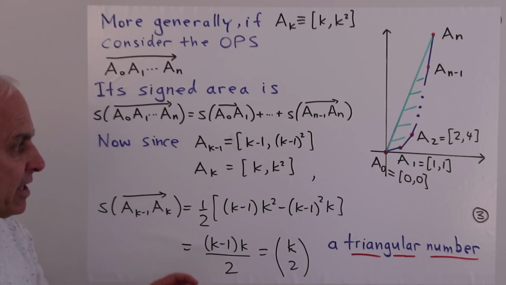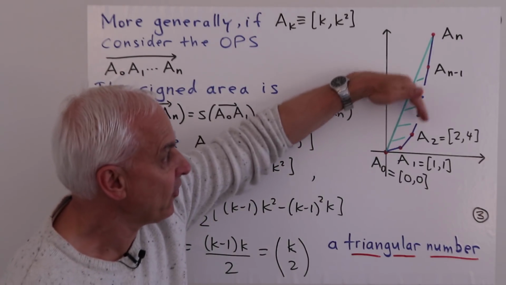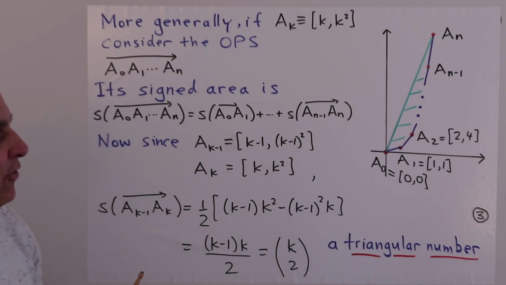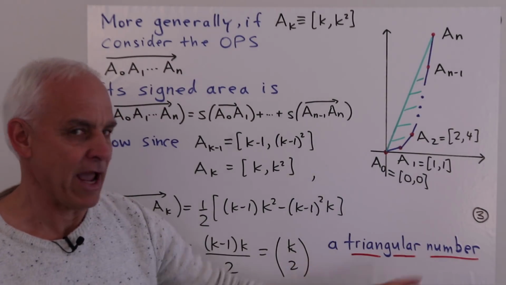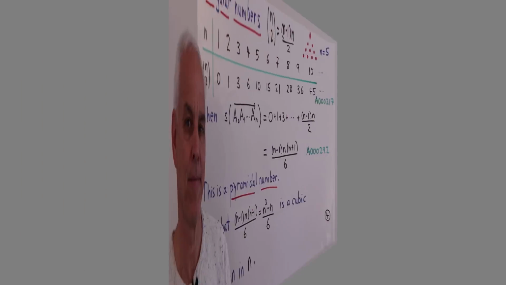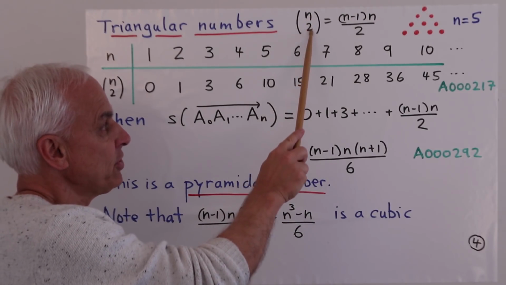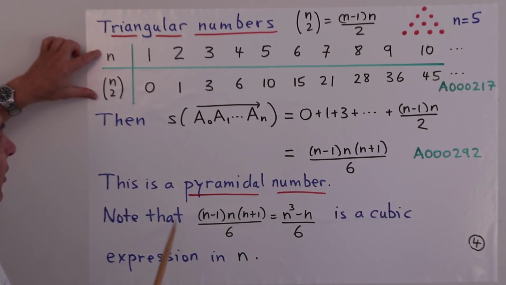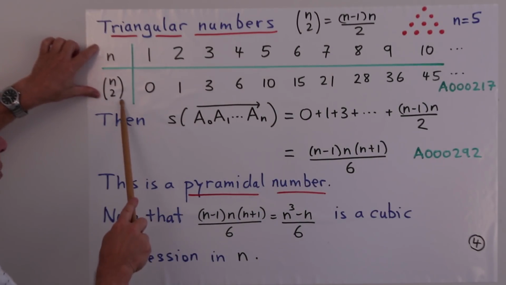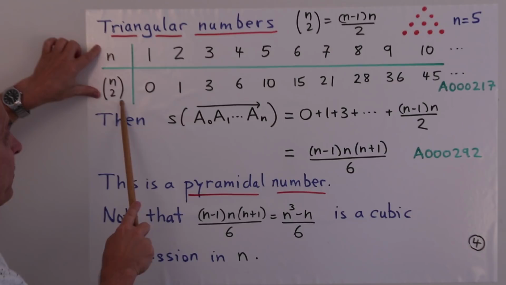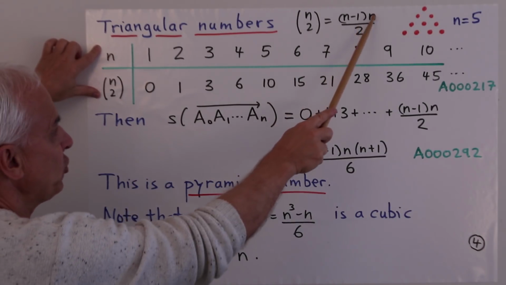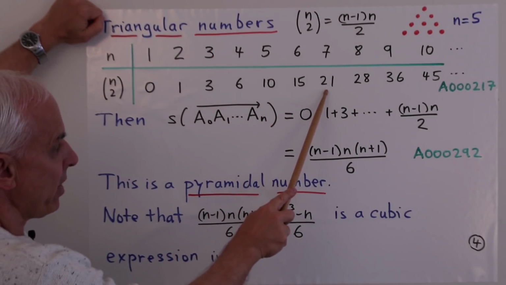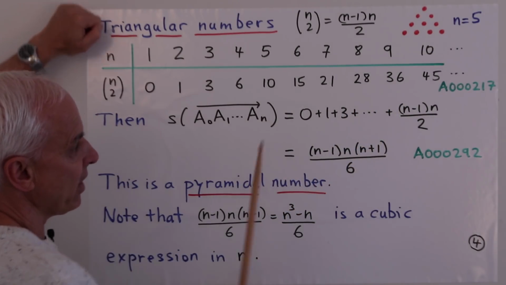So the signed area of one of our little oriented edges in this pattern of points lying on our quadratic curve with integral values, these numbers are triangular numbers that we're getting. So here's our formula for triangular numbers. N choose 2, which is n minus 1 times n over 2. And here are the values of these things. So here's values of n from 1 to 10, and here are the corresponding triangular numbers n choose 2. So when n is 1, we get 0. When n is 2, we get 1, and then we get 3, and then 6, and then 10, 15, 21, 28, 36, and 45, and so on.